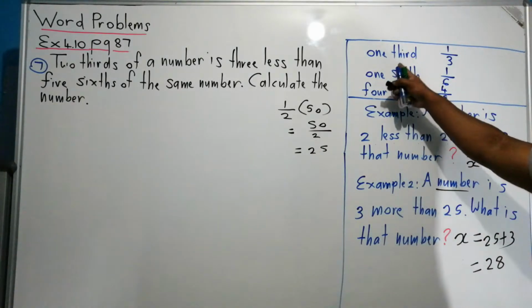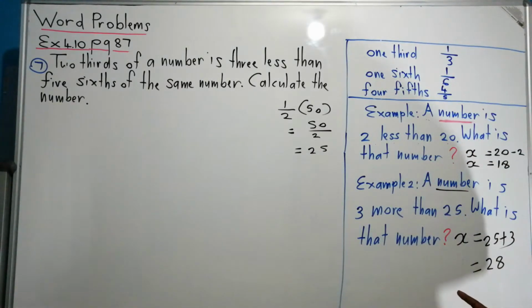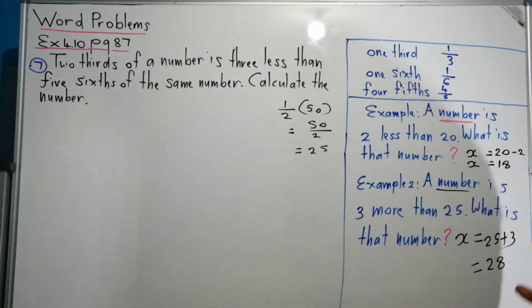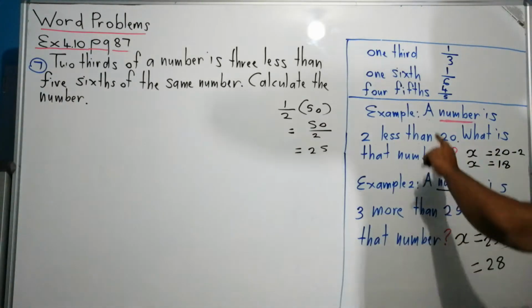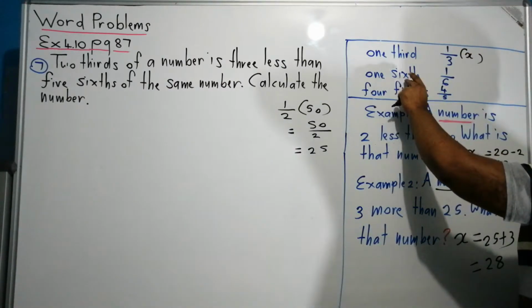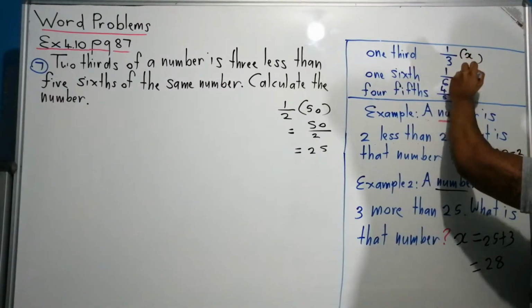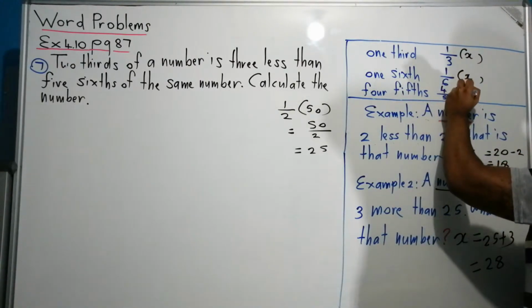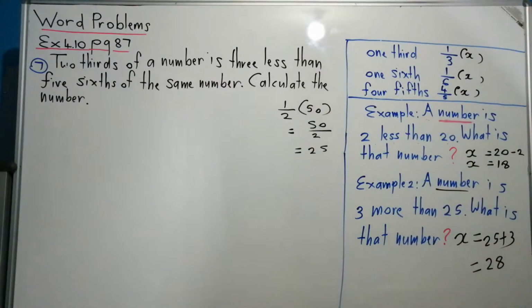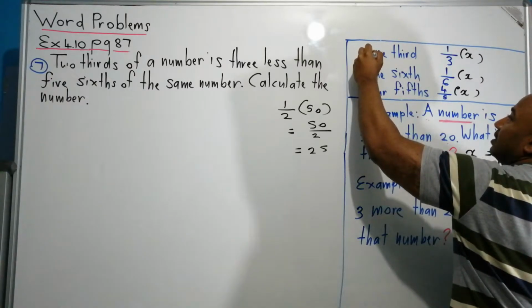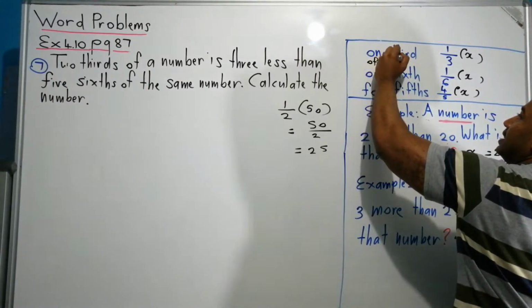Now if I say 1/3 of 20, that means 1/3 times 20. But if I do not know the number, I'm going to call it x. So 1/3 of a number will be 1/3 times x. 1/6 of a number will be 1/6 times x. 4/5 of a number will be 4/5 times x. Remember, I'm writing one term, describing 1/3 of a number there.